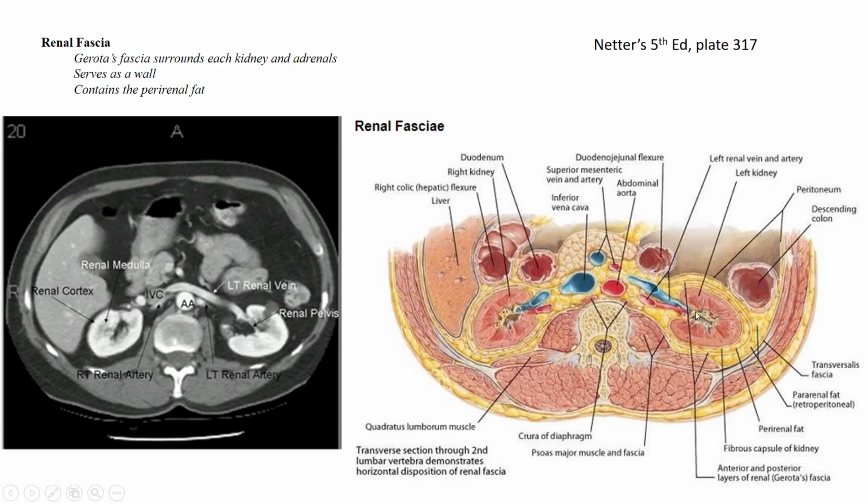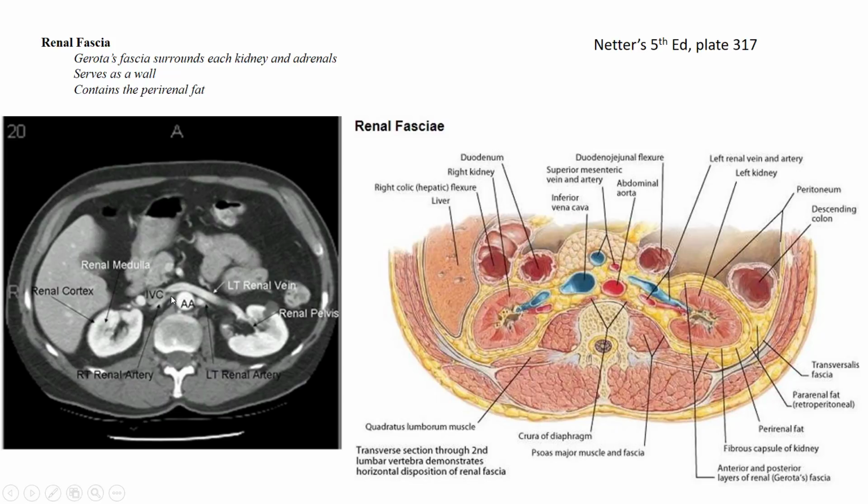And then you've got the vasculature, so we're at the level of the renal pelvis here, and you have the left renal vein coursing towards the IVC, and the left renal artery going towards the kidney here from the aorta, and then on the right you have the right renal vein and the right renal artery here. And you can see the same thing, same level basically, right here in the CT image.